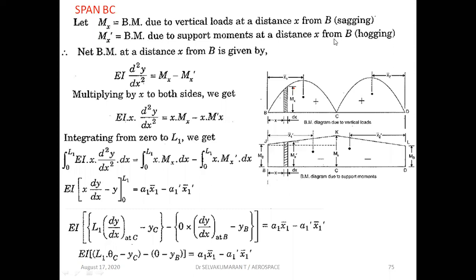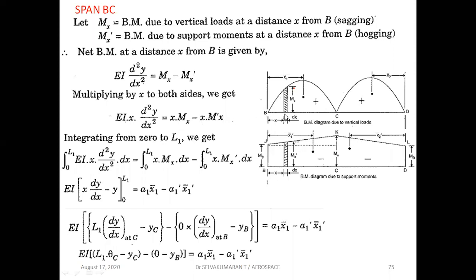If I try to write down the bending moment equation for this small strip, from solid mechanics, M is equal to EI d square y by dx square. So EI d square y by dx square is equal to Mx, which is positive, as I told you, sagging, positive bending moment. Mx dash is negative, hogging bending moment. So Mx minus Mx dash. Let us multiply on both sides by x.